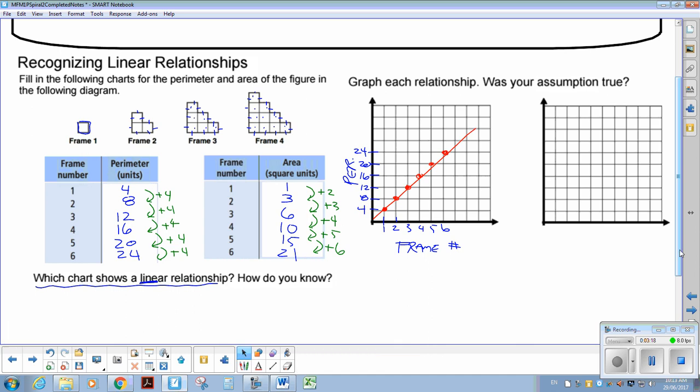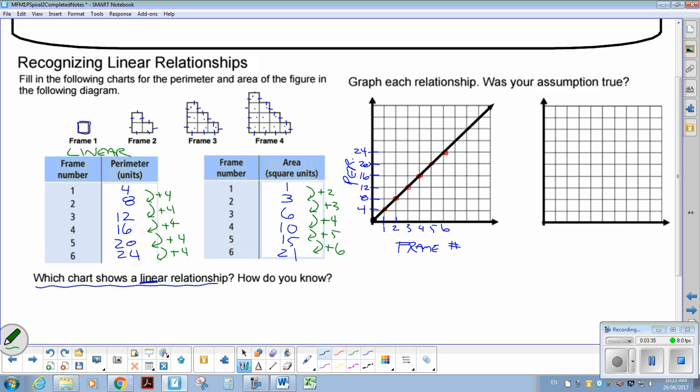Hey, that's not a ruler, that's freehanding. We don't want to do that. We have rulers for a reason. So I will use my line function. There we go. I think that's pretty good. So I would say that this one is definitely linear.